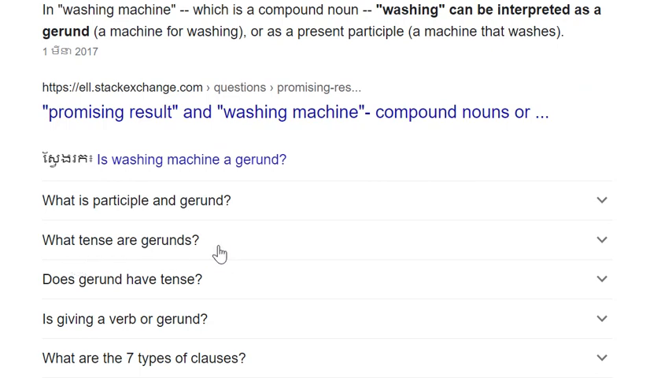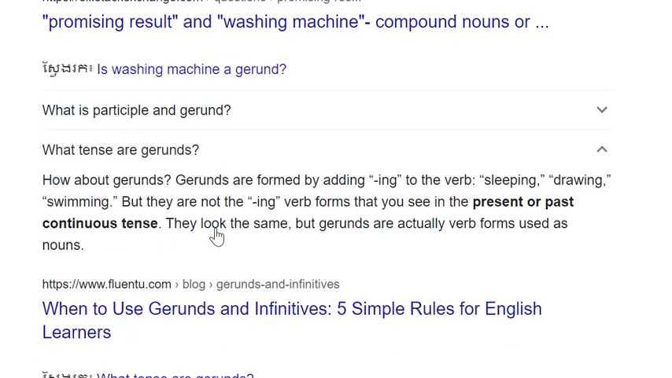What are gerunds? Gerunds are formed by adding ing to the verb: sleeping, throwing, swimming, but they are not the ing verb form that you see in the present or past continuous tense. They look the same, but gerunds are actually verb forms used as nouns.